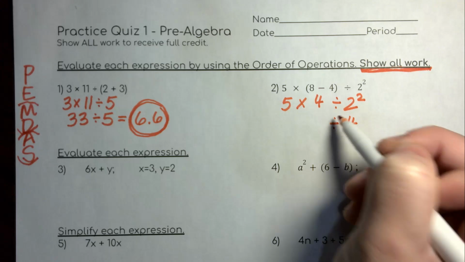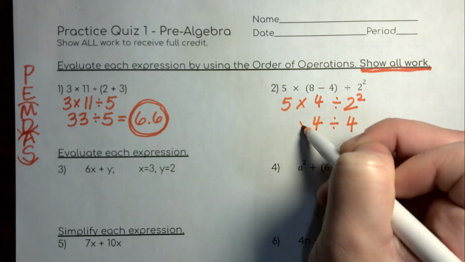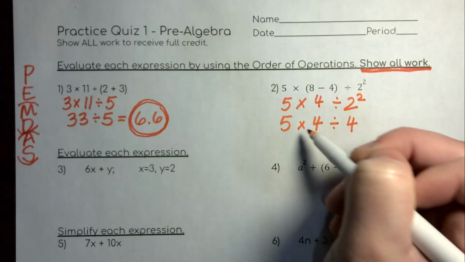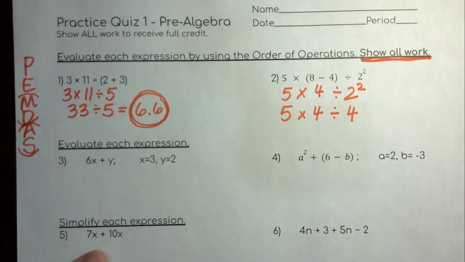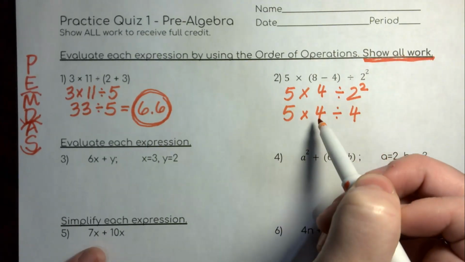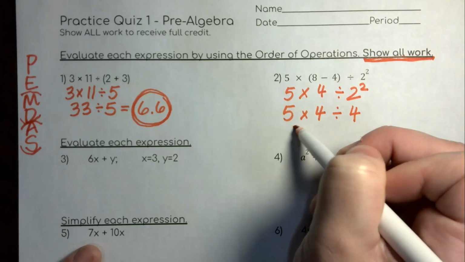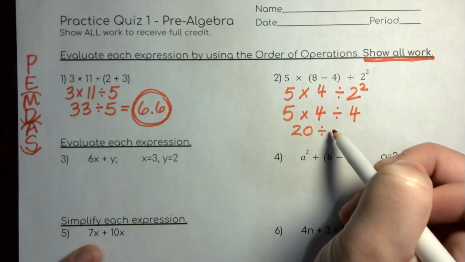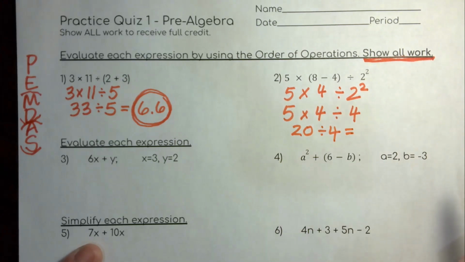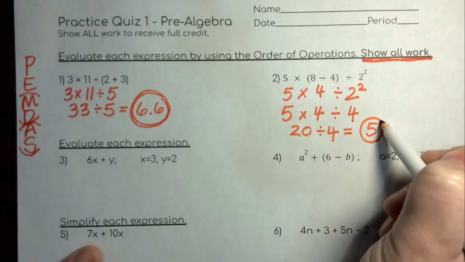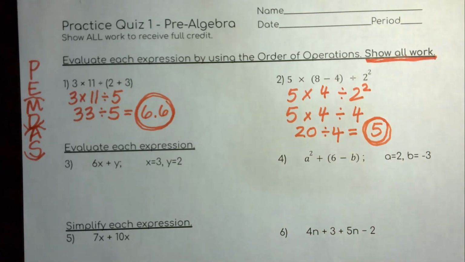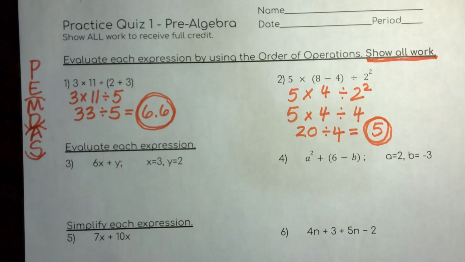We've got 5 times 4 divided by 4. What next? Multiplication. Yeah, multiplication. What's 5 times 4? 20 divided by 4. And what's that going to give us? 5. Perfect. Any questions on that one? Okay. Let's go ahead and move on to the next section.